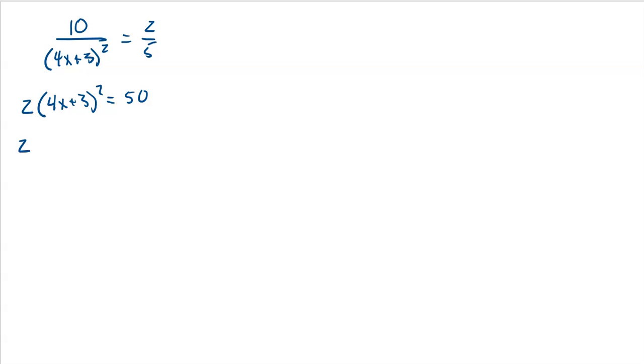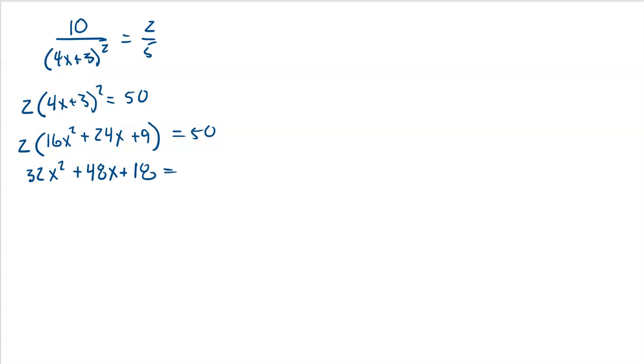Now this work's going to be a little bit detailed, so I'm going to give myself a little bit more space here. And again, this is where that algebra comes in that I told you guys all about. All right, let's see. So the first thing I'm going to do is cross multiply. I get 2 times (4x plus 3) squared equals 50. Then I actually have to do the squaring first, order of operations. That's going to be 16x squared plus 24x plus 9 equals 50. Distribute that 2. We get 32x squared plus 48x plus 2 times 9 is 18 equals 50.